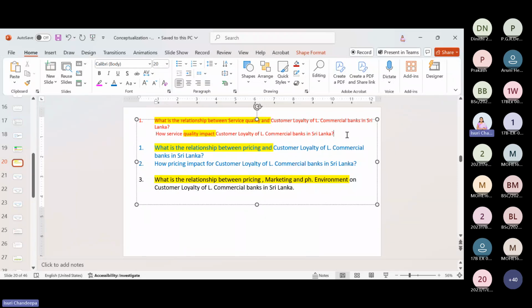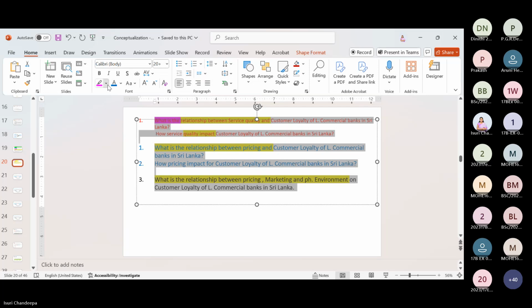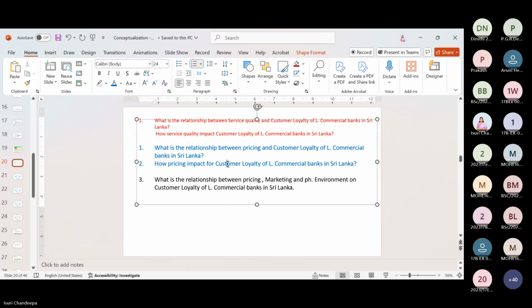Second question. You can start it with the what or else how. So this is the second question. The second question is regarding the pricing.